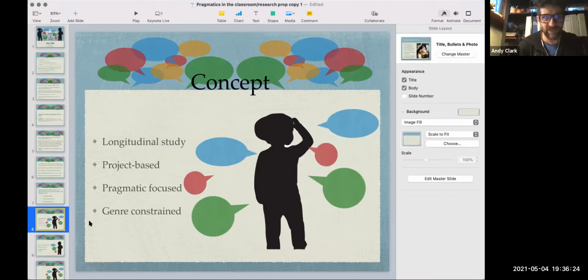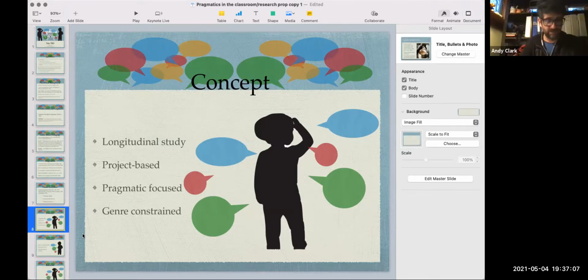All right. So I'm proposing a longitudinal study. I'm an elementary school teacher, so I have data out the ears and access like crazy. I want to look at what happens over the course of a year in a project-based learning classroom with pragmatics focused and genre constrained, to see how that affects formulaic language and novel utterances. There's no page number, and I didn't finish it.